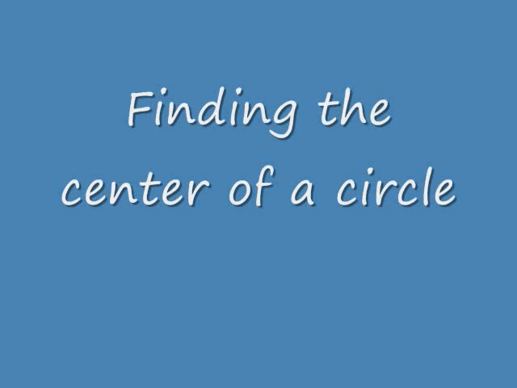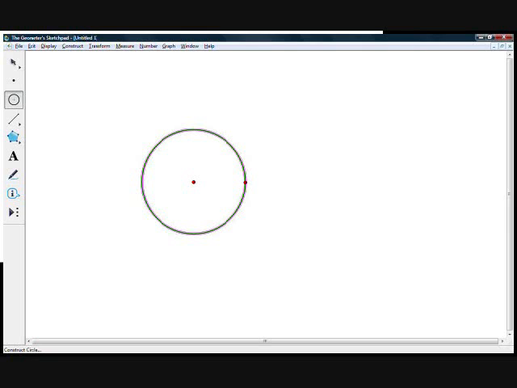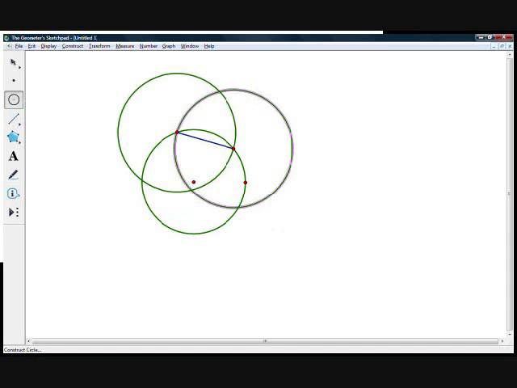Next, we're going to find the center of a circle. We take a random chord of the circle, and we're going to make the perpendicular bisector. That's the perpendicular line passing through the midpoint. So we do the same construction with two circles around the endpoints of the chord, and we see that the line we get passing through the intersections will indeed go through the center of the circle.